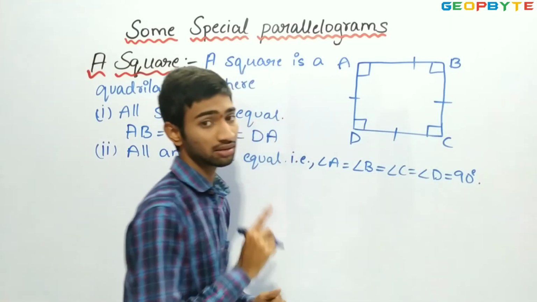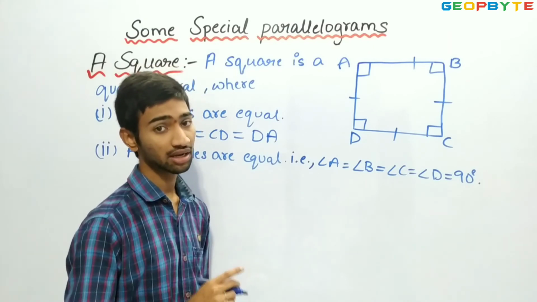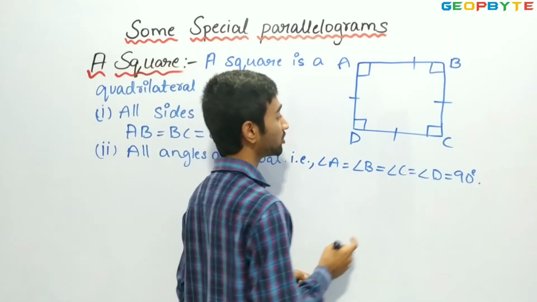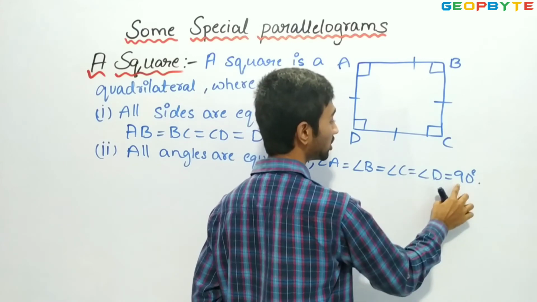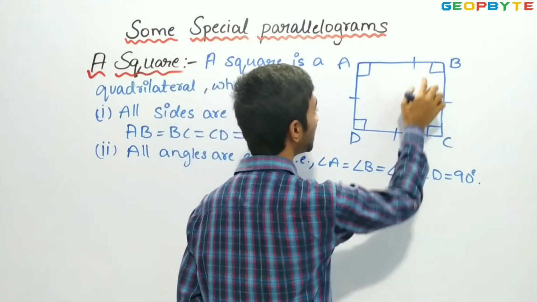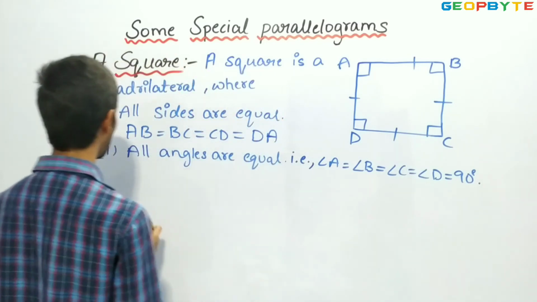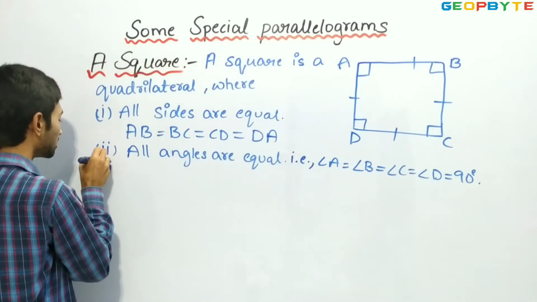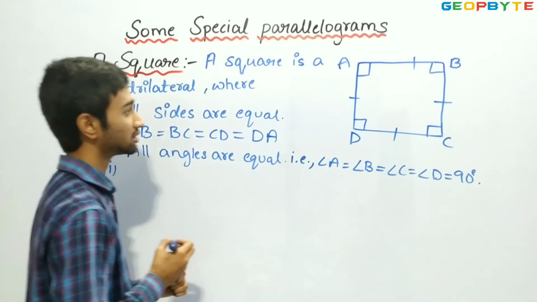So we know that the sum of all angles of a quadrilateral is equal to 360 degrees. So we have 4 angles. So 4 into 90 will be equal to 360. So all angles measure 90 degrees, that is right angles. Now let us see the property for diagonals.